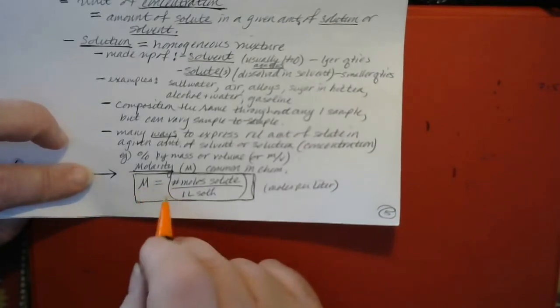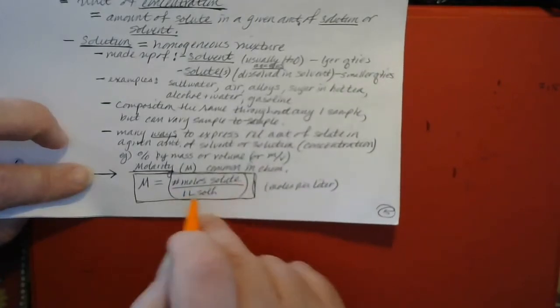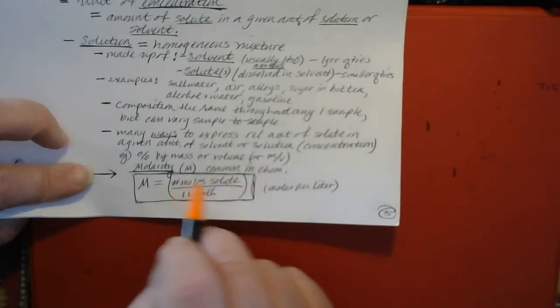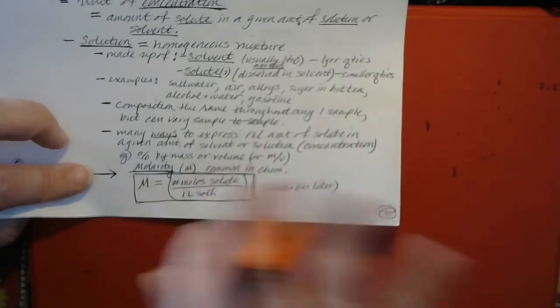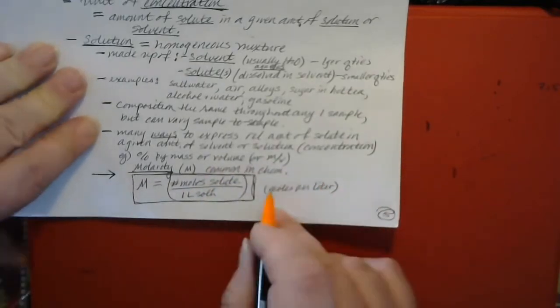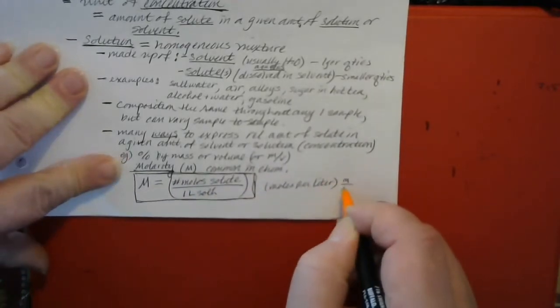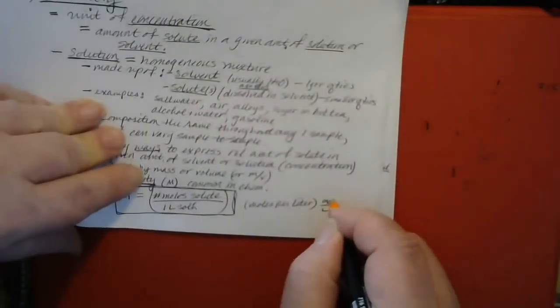Molarity is defined as the number of moles of solute per liter of solution. So how many moles of the stuff that's dissolved in the solution will be present for each liter of the entire solution? The units of molarity are usually given as moles per liter, or mol/L, like that, or say actually mol/L.